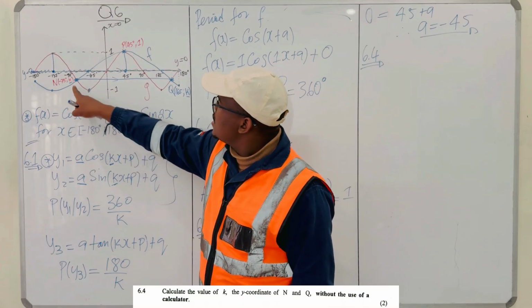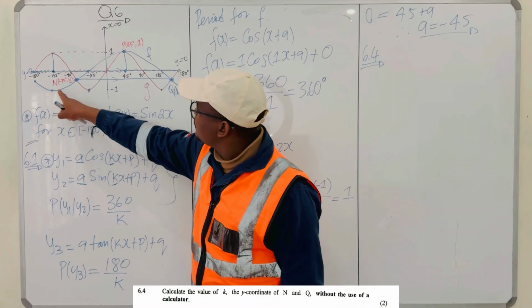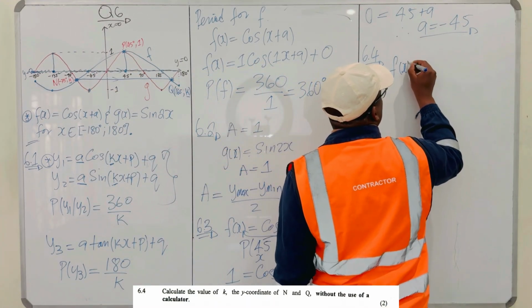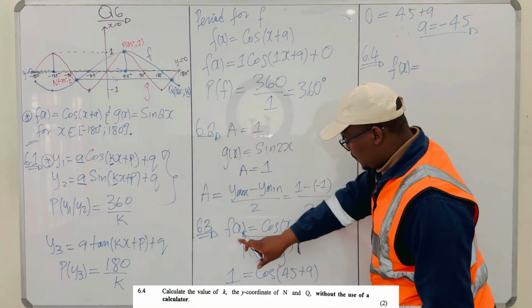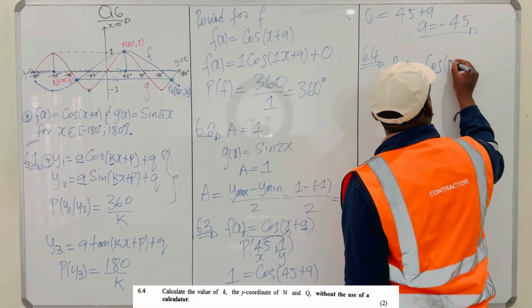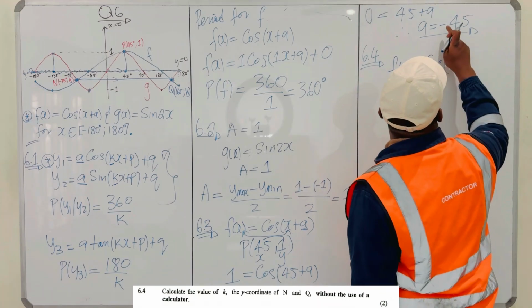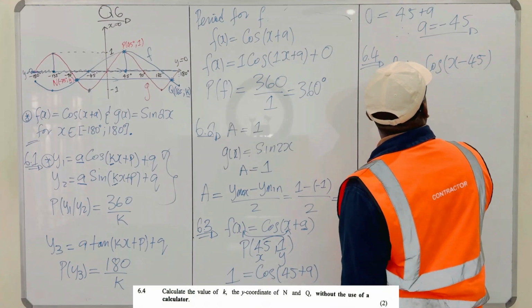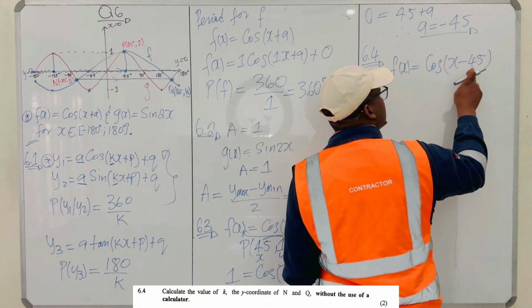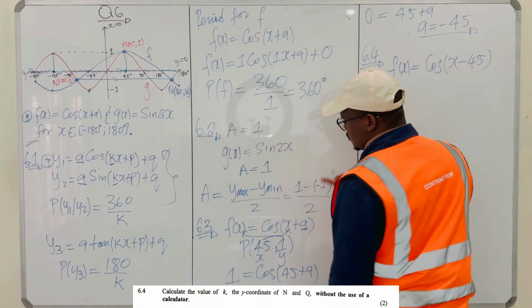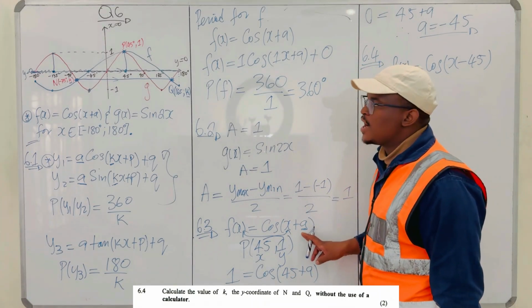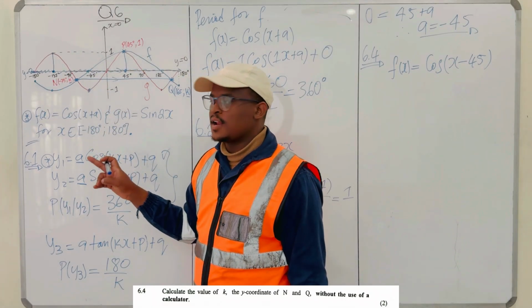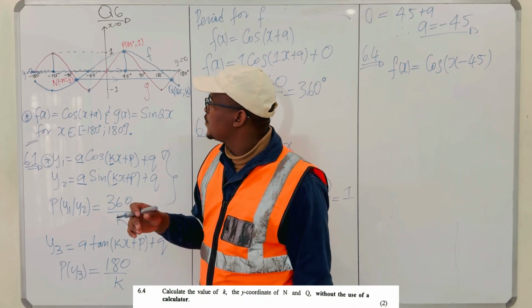How do we do that? This point lies on this function here, f. And we know that f of x is equal to cos x plus a. What is your a? Your a is minus 45. So f of x is equal to cos x minus 45 degrees, because your a is minus 45. You didn't know a before that. So K lies on f and also lies on j as well. So it doesn't make too much difference.